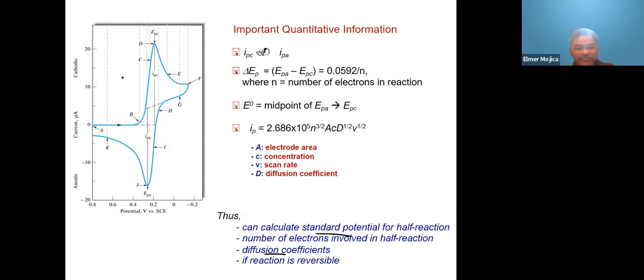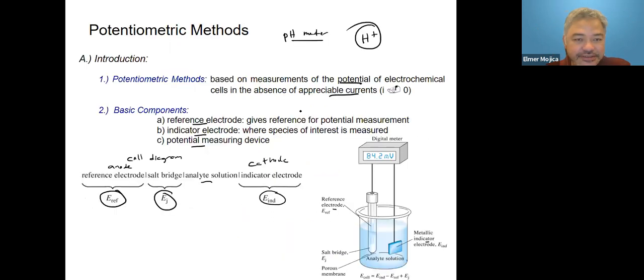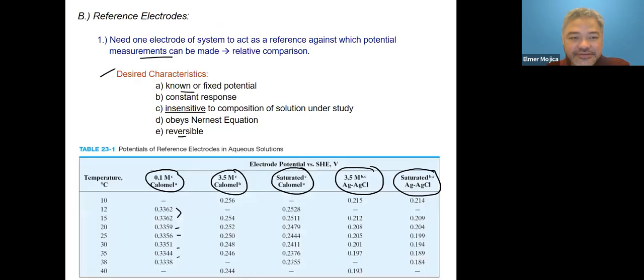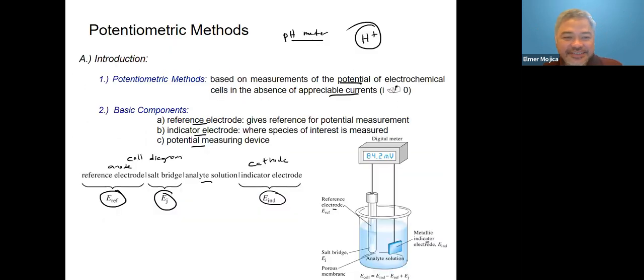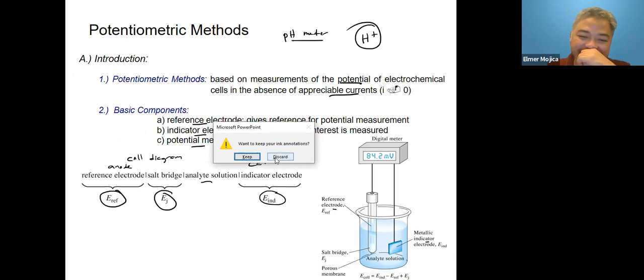So when you see the duck shape, you could say it's reversible. But if you only see one peak, like that one, or we could say straight here and then going down here, then that means it's only a one direction reaction. And I think that's it. We're done. That's the last slide.